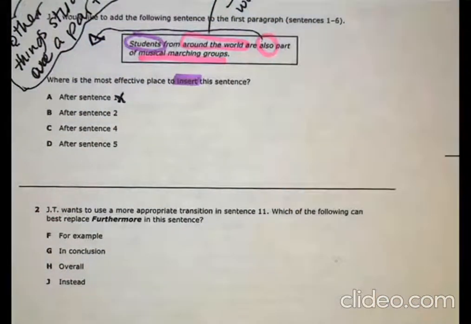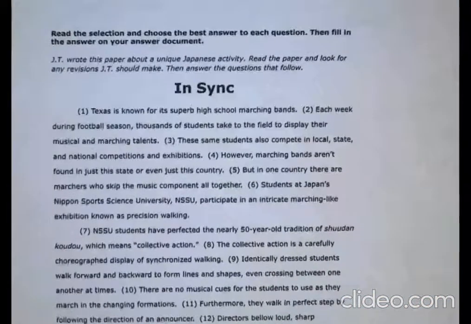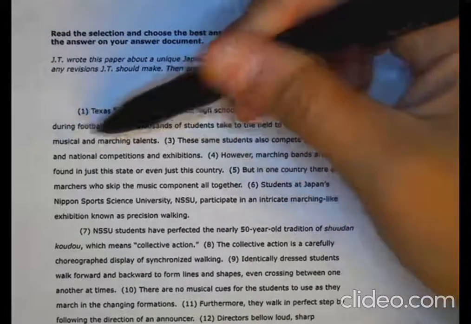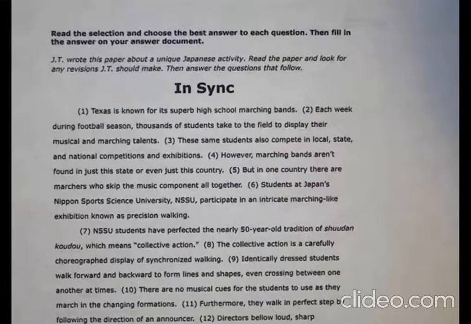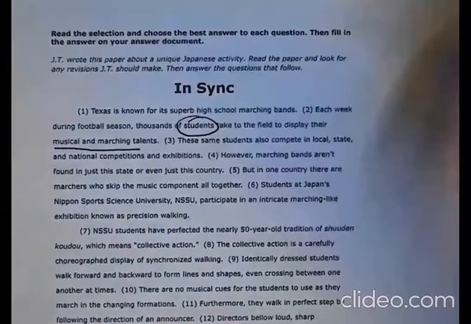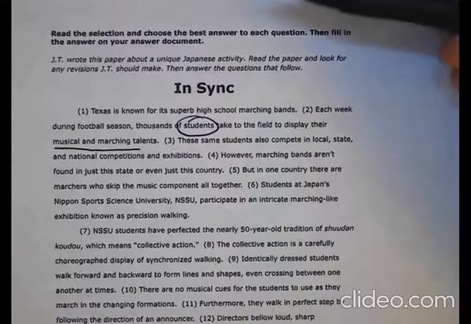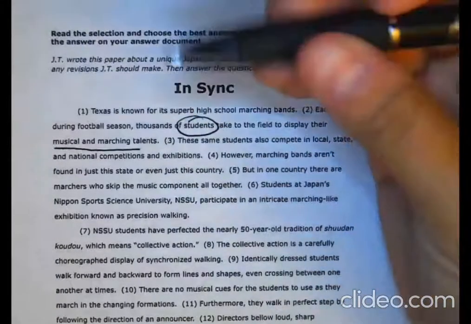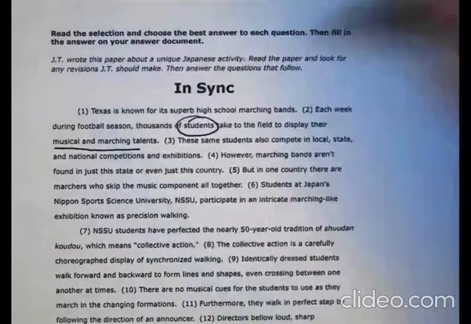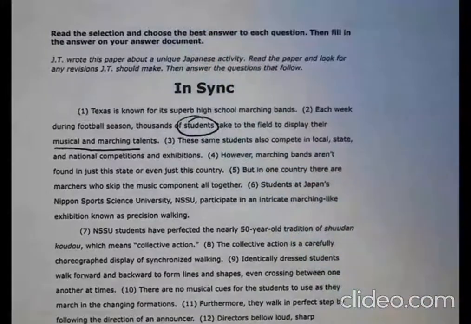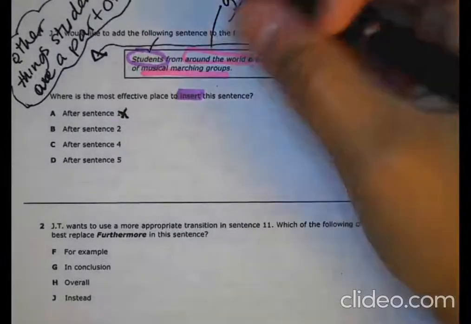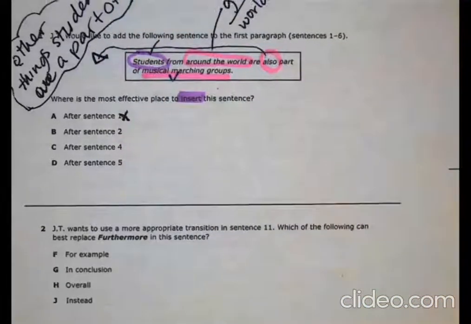After sentence 2, let's see. It says, each week during football season, thousands of students take to the field to display their musical and marching talents. Okay, so now here I see a mention of students, even the musical and marching part, but I'm still not convinced because there might be something else. And there's still the global part, how that would make sense here. So let's keep going. But so far, it's for sure after sentence 2, but I think we need to go a little further. We have those 2 things checked off.